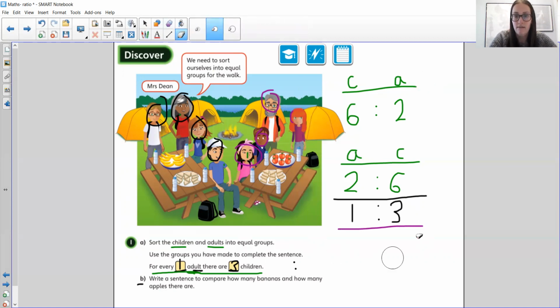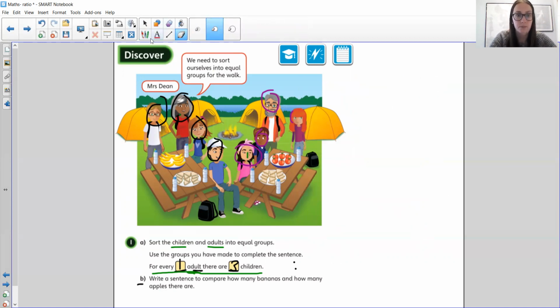Right, let's get rid of this, and let's have a go at the next one. Okay, then. Write a sentence to compare how many bananas and how many apples there are. Right, I'm going to write B for bananas and I'm going to write A for apples so I don't get them mixed up.